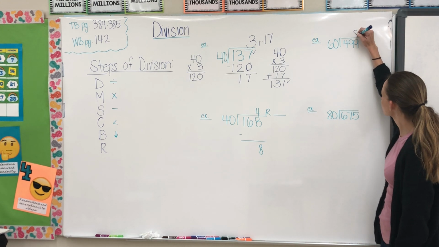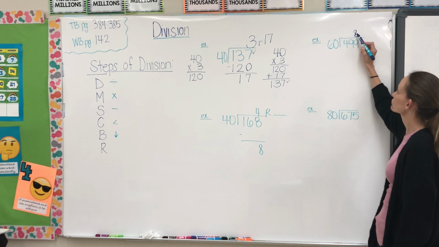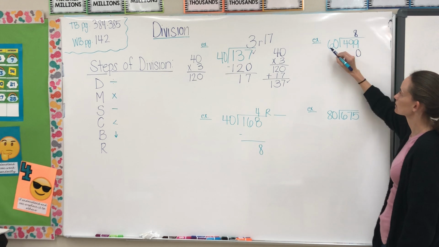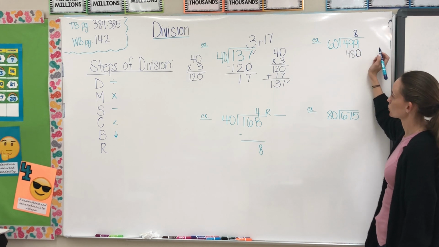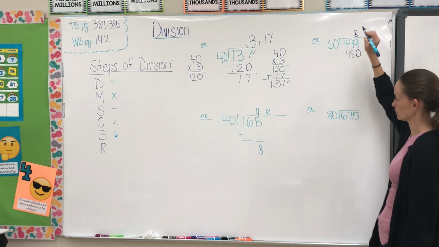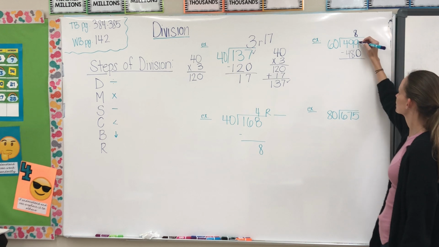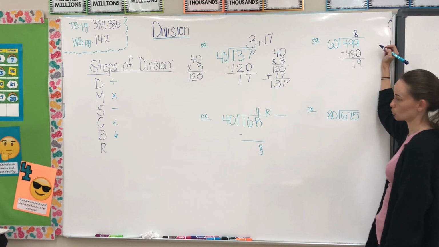So we write our answer on top of the last digit, and then we multiply. 8 times 0, 0. 8 times 6, 48. So we did step 1, divide. We did step 2, multiply. We're on step 3, subtract. 9 minus 0 is 9. 9 minus 8 is 1.